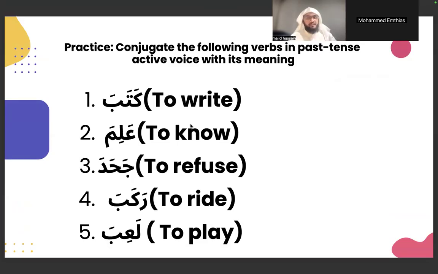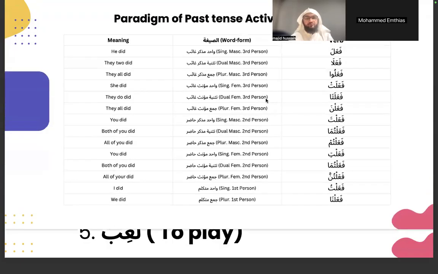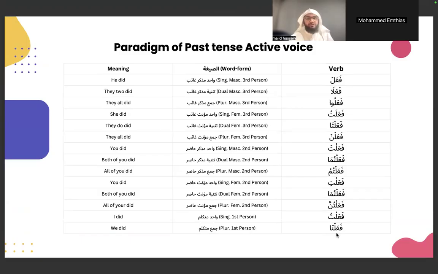You can do this and then share with me. I need to see how you did the first word, kataba, in these 14 paradigms, in these 14 conjugations, inshallah.